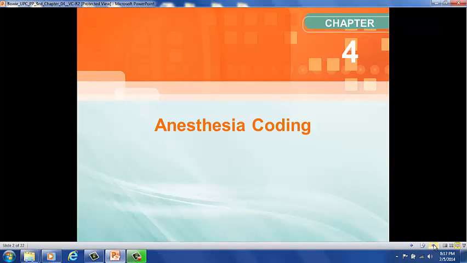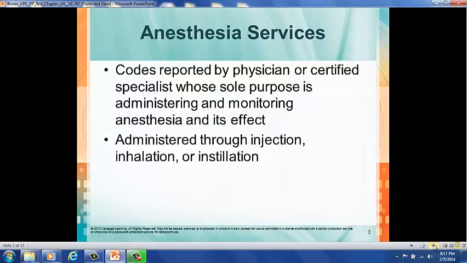Anesthesia coding. Anesthesia services are usually billed by a physician or a certified specialist whose sole purpose is administering and monitoring the anesthesia and its effect on the patient. The anesthesia provider or specialist is not typically performing the procedure in addition to the anesthesia. However, at times, the provider performing the procedure also administers the anesthetic agent.